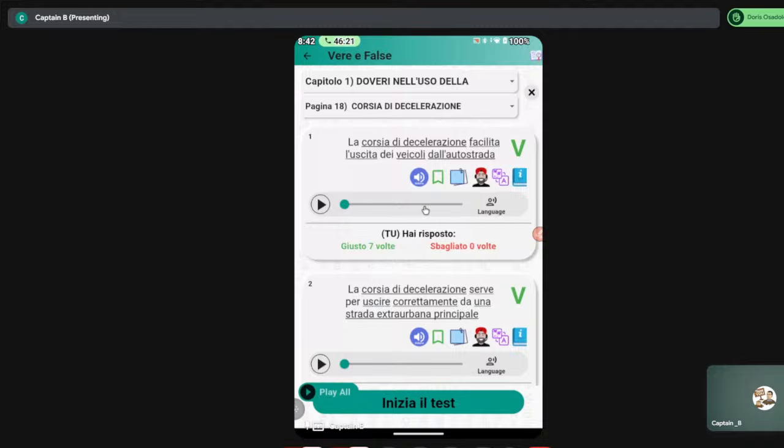Okay, my question now, say for the first one, the Corsia di decelerazione, is it the same thing? No, this one you want to exit. Remember, this one is used for rallentare, to exit autostrada.